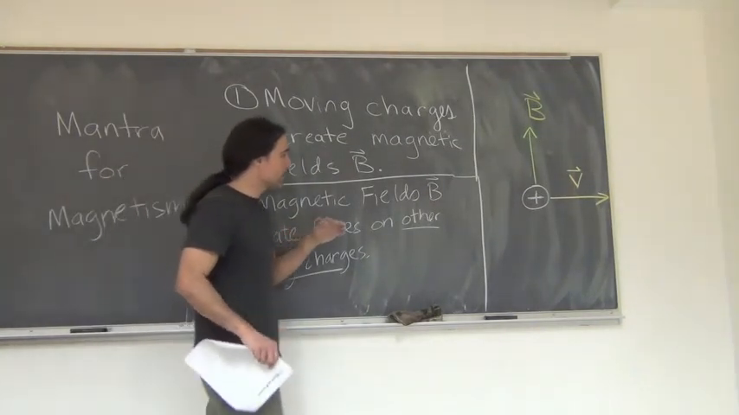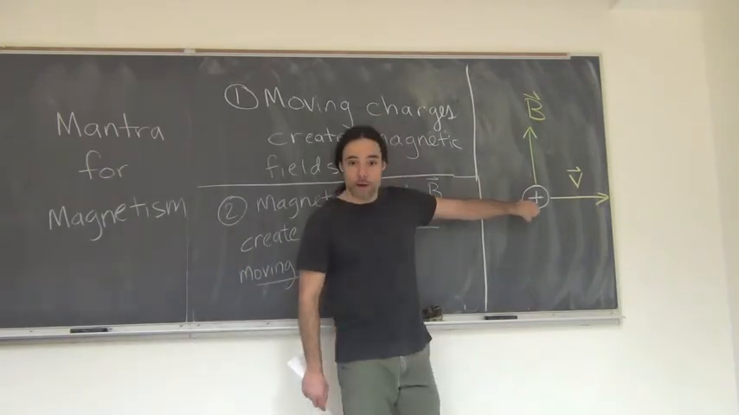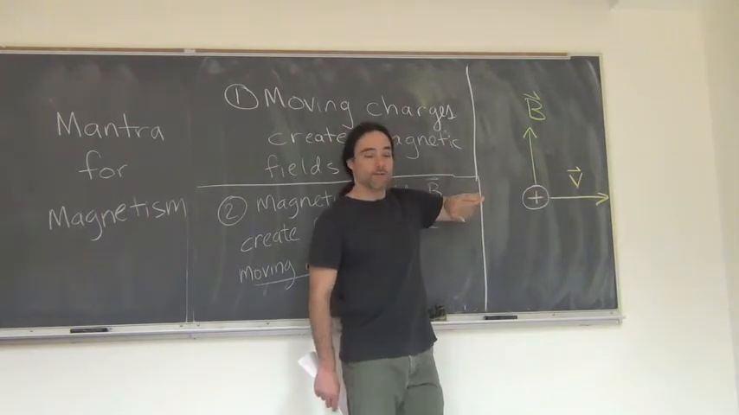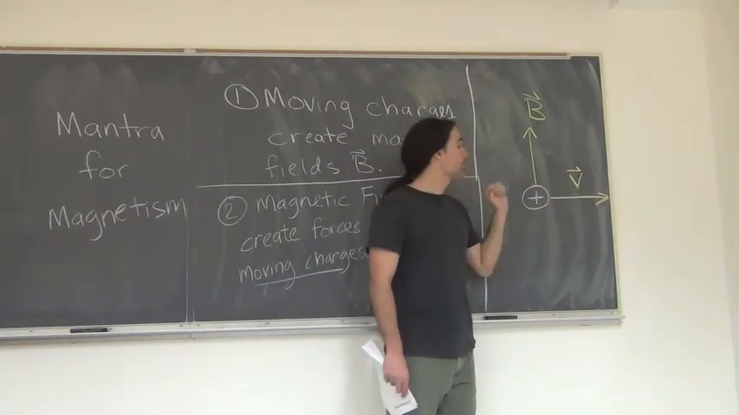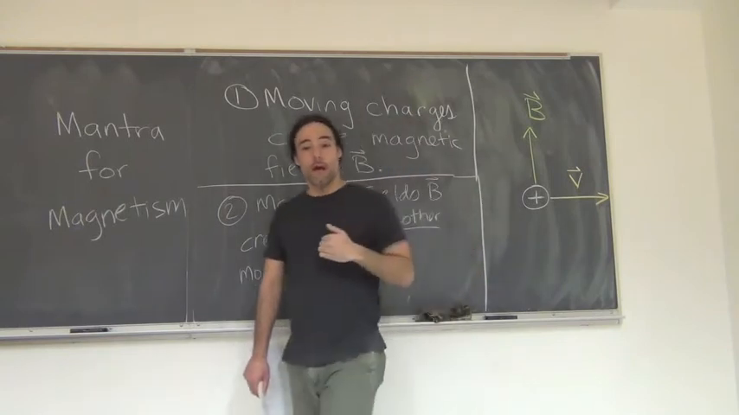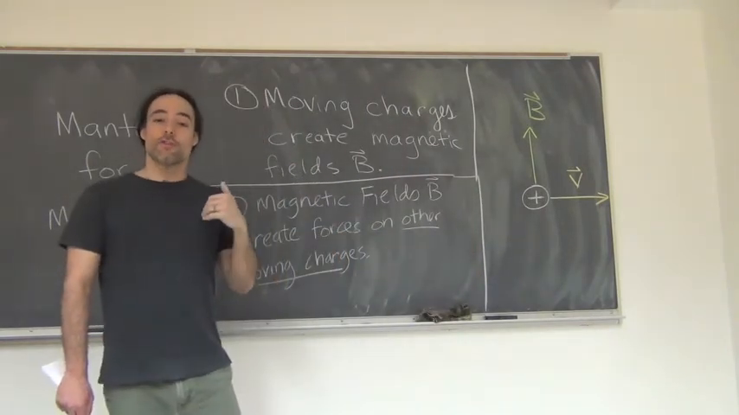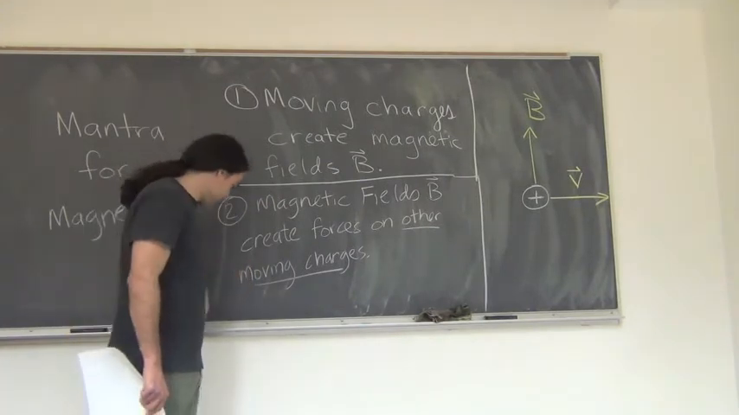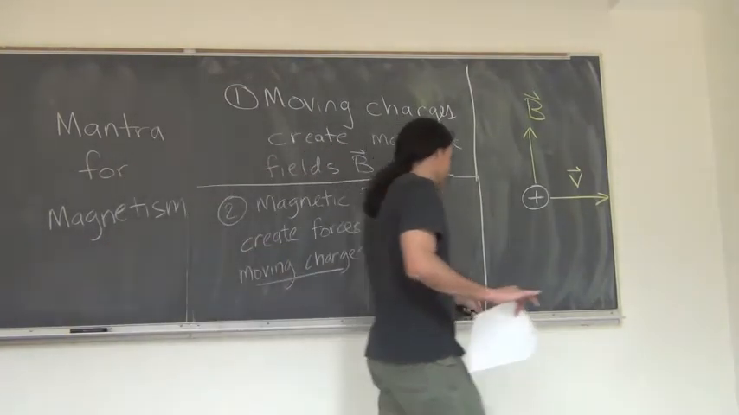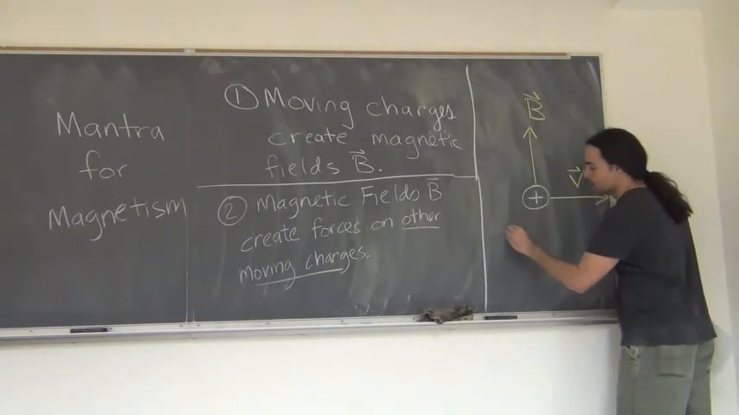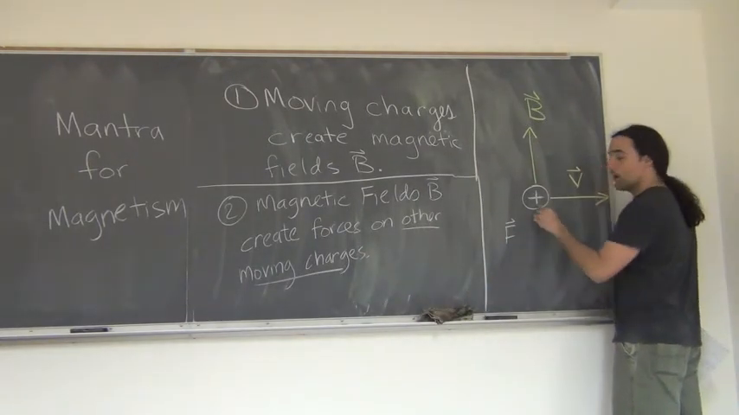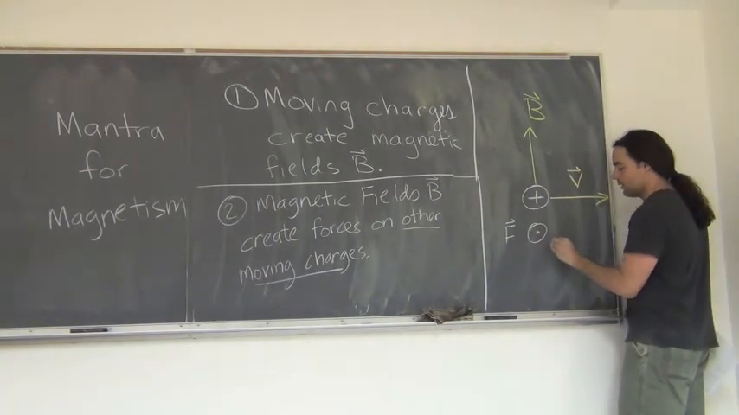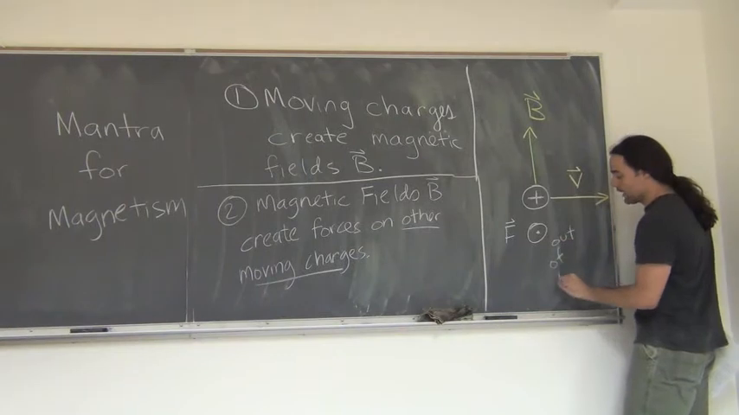So let's go over here. Here I have a positive charge and a velocity vector v, so the positive charge is moving to the right, and we have a magnetic field that's pointing up. So what direction is the force on that moving charge going to be? Well, it turns out this is the screwy part. The force, which I'll call F, on this charge is going to point out of the page, or out of the board, I should say.